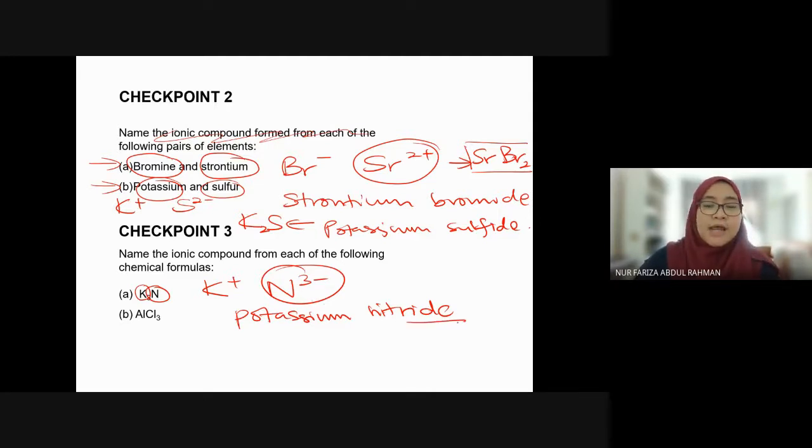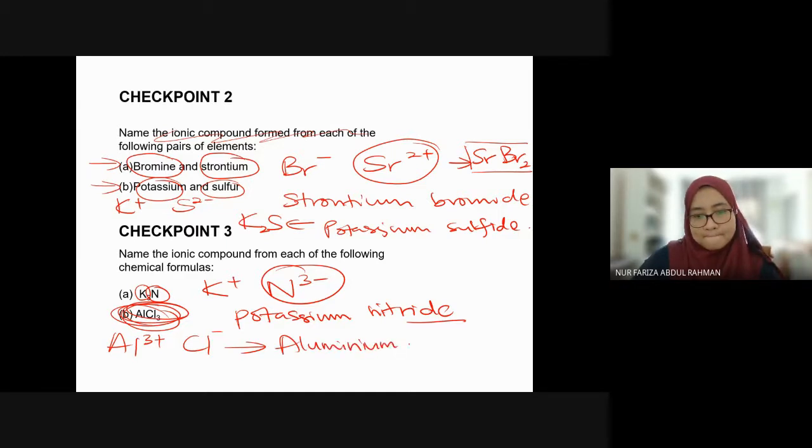So it becomes nitride. And then we have B, AlCl3. Al, we know the charge is 3+. Cl, on the other hand, has the charge Cl-. When we crisscross this, we will get the chemical formula of the compound. So the name will become aluminium chloride.